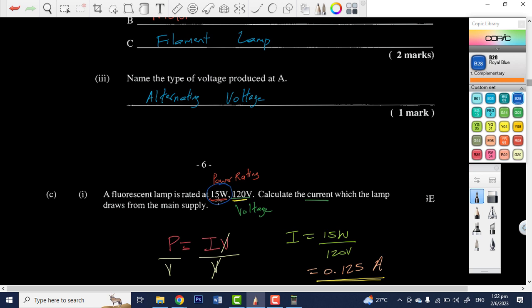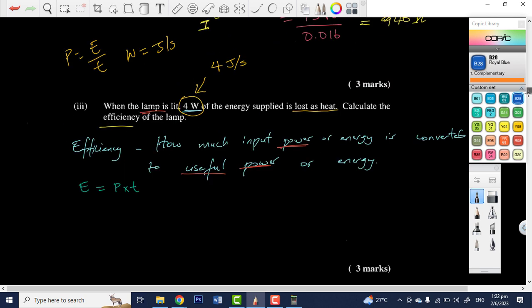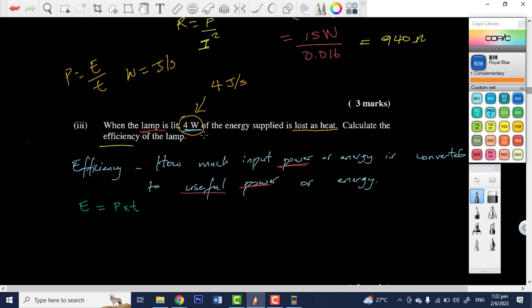See it right here. This is the power rating. So the lamp operates at 15 watts, right? So when we give it 15 watts of power, it's going to operate effectively. Let me use that term. So we give it 15 watts, right? But 4 watts is lost as heat.